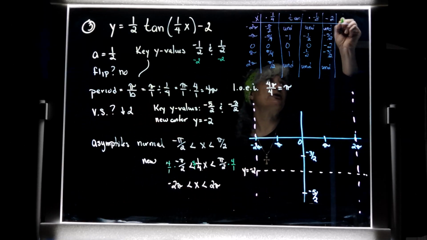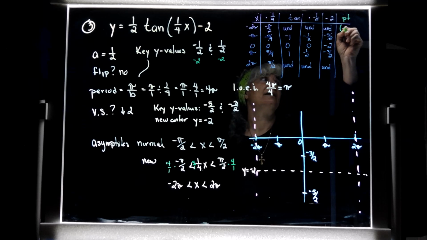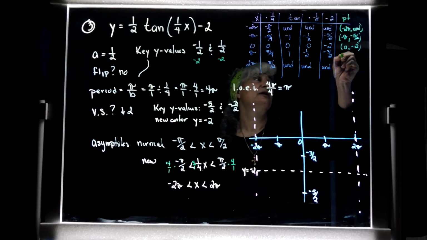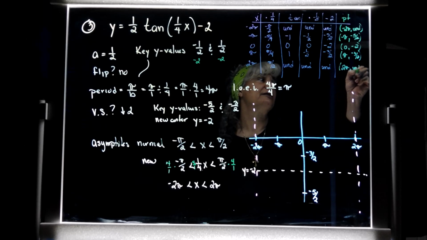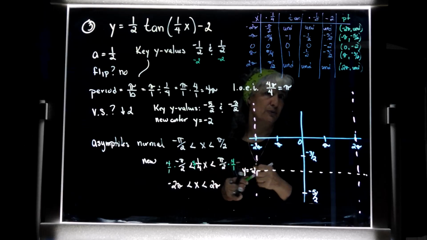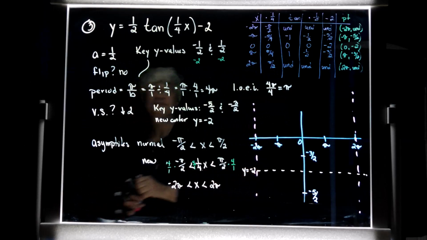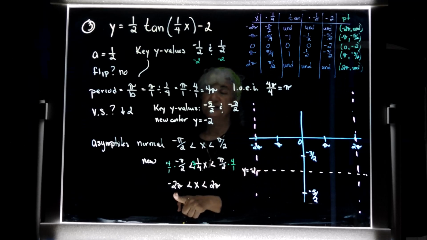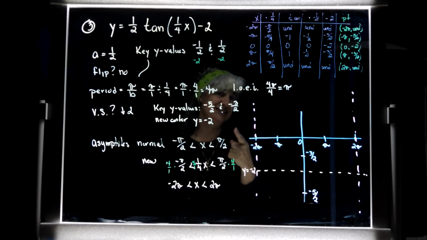Tell yourself what points you're actually plotting. Negative 2 pi and undefined. Negative pi and negative 5/2. 0 and negative 2. Pi and negative 3/2. And 2 pi and undefined. All right, guys, here we go. Negative 2 pi and undefined. We already knew it was an asymptote. We figured it out, but it checks it, and that's important.